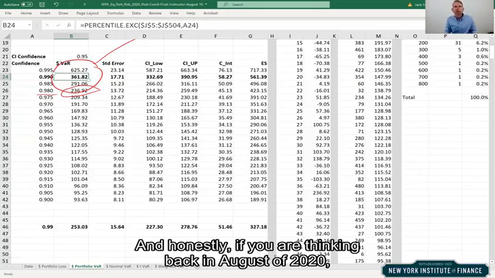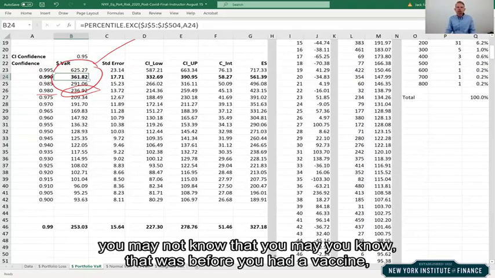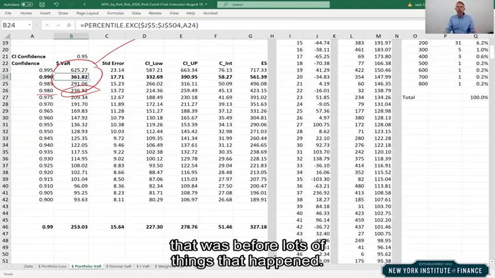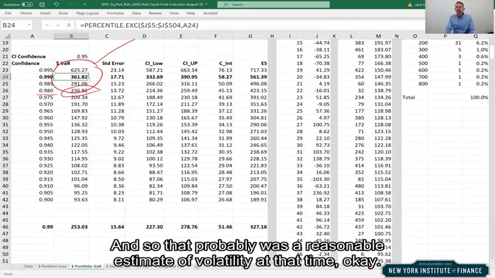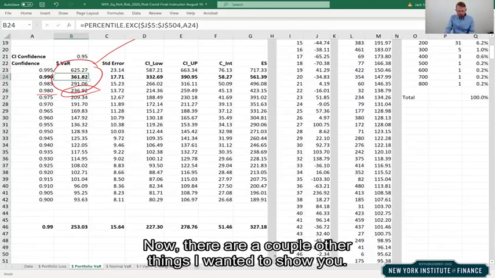And honestly, if you were thinking back in August of 2020, you may not know that. That was before you had a vaccine. That was before lots of things had happened. And so that probably was a reasonable estimate of volatility at that time. Okay. Now, there are a couple other things I wanted to show you.